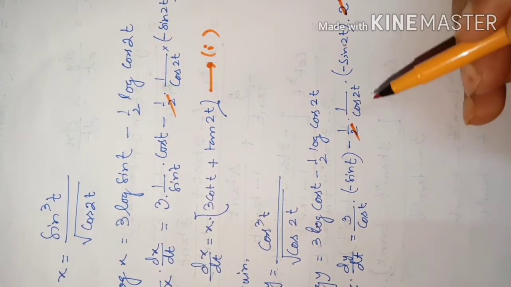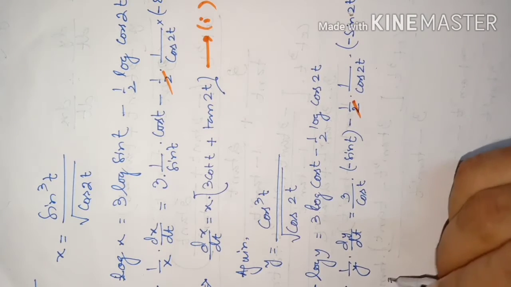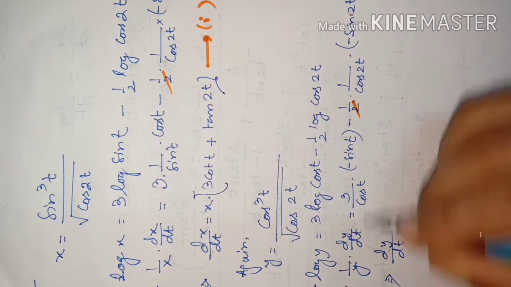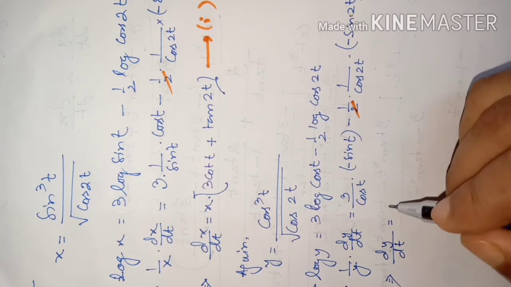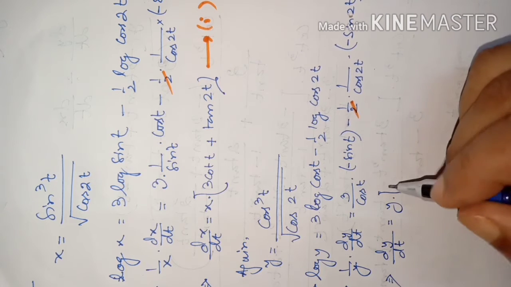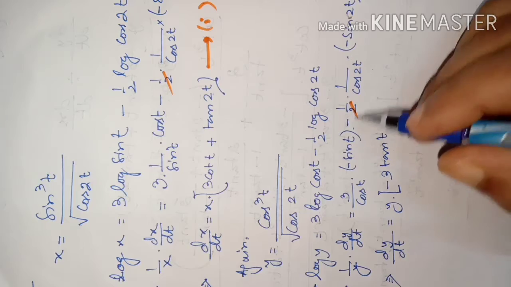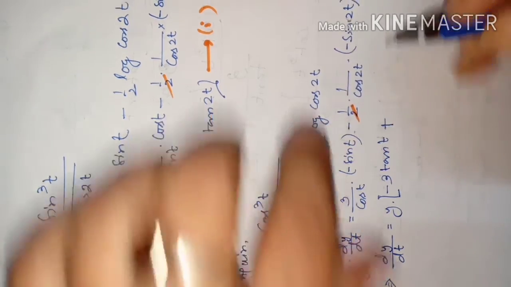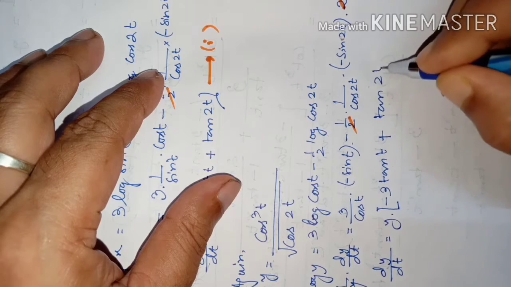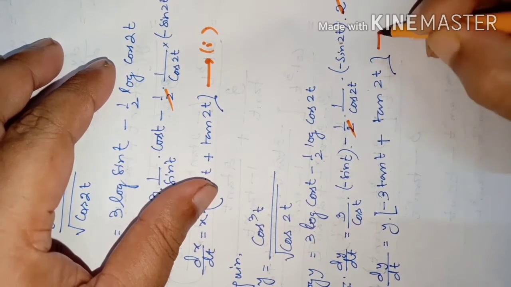Then that 2 will get cancelled with this 2. So if we take this y to that side, we will get dy by dt is equal to y into bracket, 3 sin t by cos t, which is minus 3 tan t, then minus and minus makes plus, sin 2t by cos 2t is tan 2t. So this is equation 2. This is dy by dt.